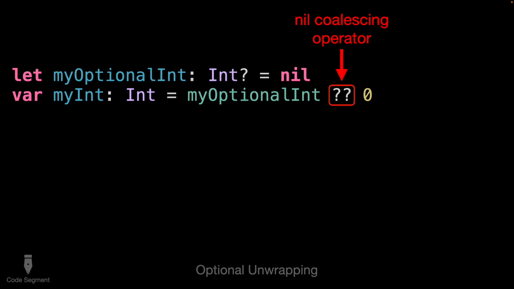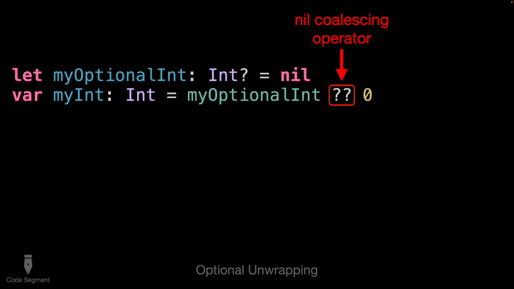It doesn't point anywhere. Then, in that case, whatever is to the right of the nil coalescing operator is what we assign. So if myOptionalInt is nil, myInt gets 0 assigned to it. If myOptionalInt is not nil, then it assigns whatever Int value myOptionalInt has to myInt. If you wanted, you could consider this to be an expression that evaluates to the type that the optional wraps around. That's one way of thinking about it.